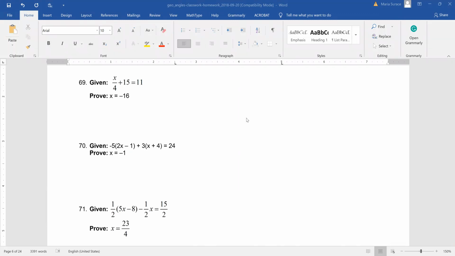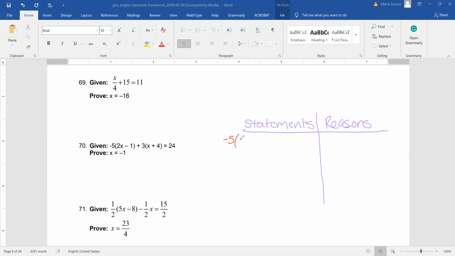So I'm going to set up my statements and my reason column. First thing you want to do is write out your givens. So my first given is that equation, negative 5 times 2x minus 1 plus 3 times x plus 4 equals 24. And that is given. We were told that information.